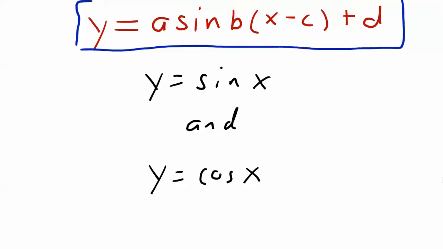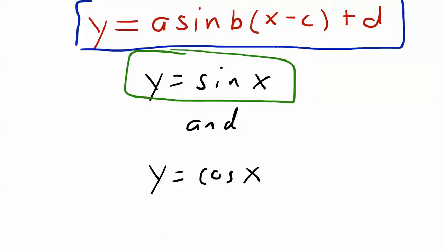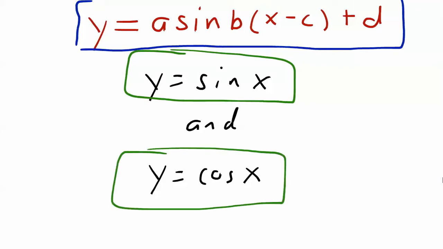Okay, so we're going to come back and talk about transformations and how to help them graph in our second video. So today our focus is really just going to be on what the graph of the parent functions look like, y equals sine x and y equals cosine x. So we're going to start with y equals sine x.